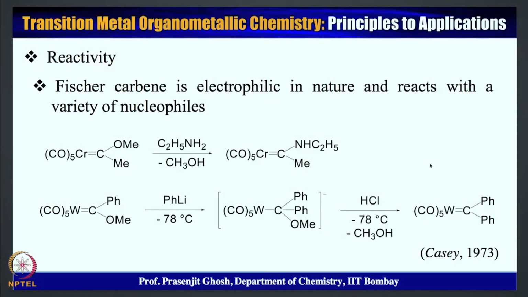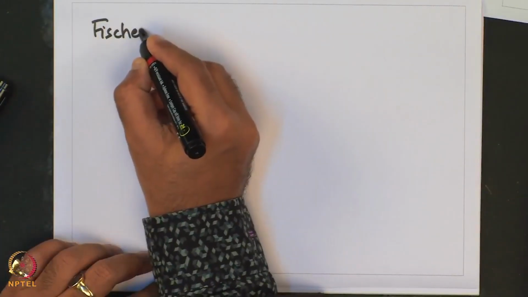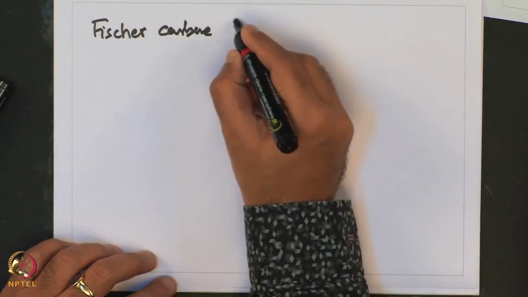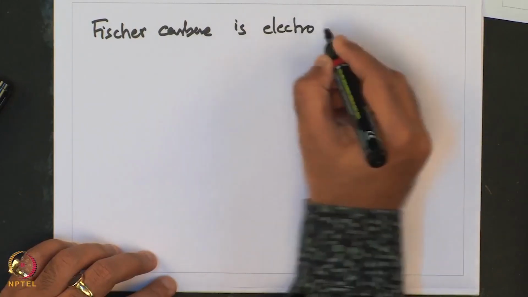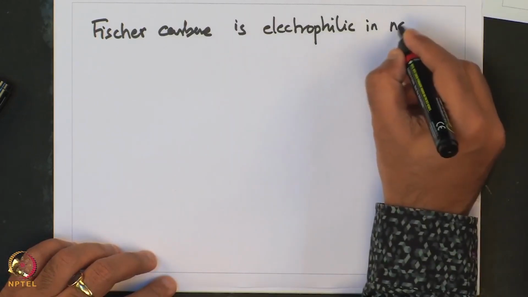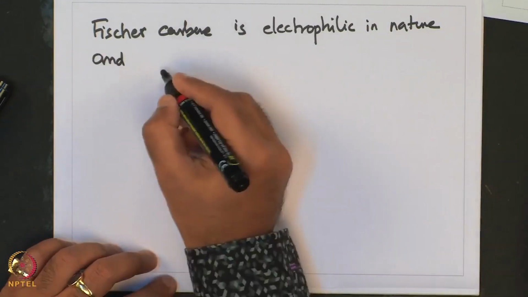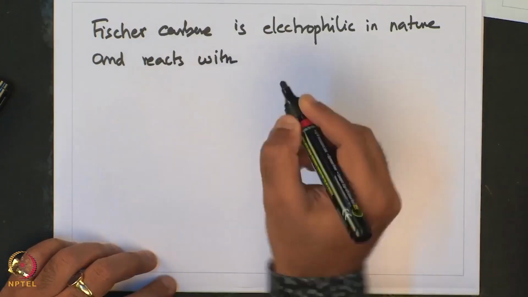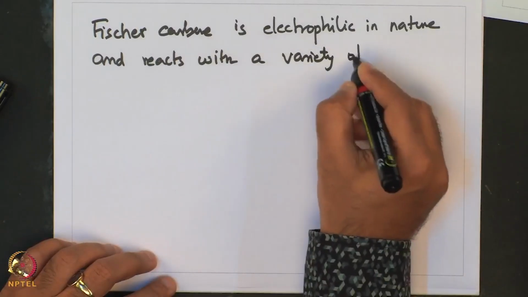For example, Fischer carbene is electrophilic in nature and reacts with a variety of nucleophiles.